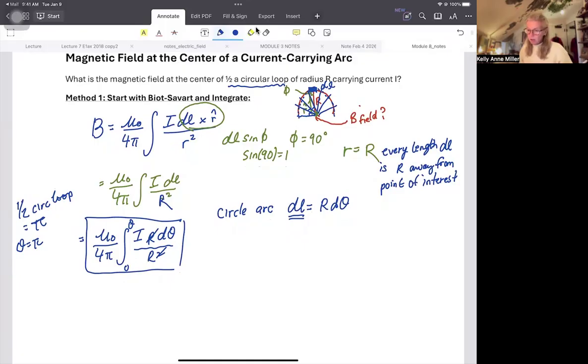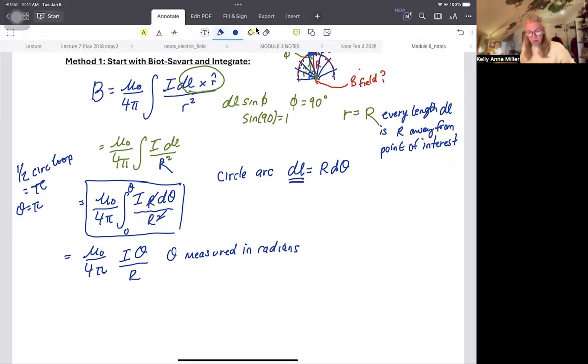Okay, so now I just integrate, right? It's a pretty easy integral. So this is just going to be I theta over R, and theta is always measured in radians. So this is the general form.